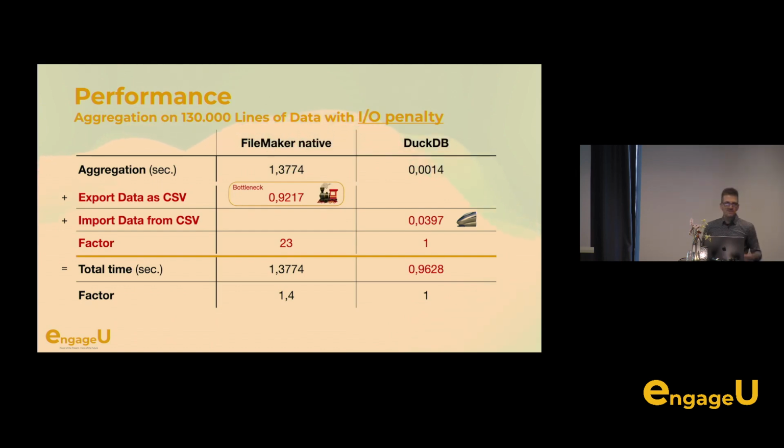DuckDB reads it in within a few milliseconds. It's 23 times faster to read the data than FileMaker wrote it. And then we put the aggregation on top of it. And it's still faster. Even if we export the data first and then do the aggregation with DuckDB, it's still faster than FileMaker native. And so it opens up the idea that it could make a lot of sense, for special use cases where you need this kind of aggregation that is costly or cumbersome to do in FileMaker, to use a special tool for it.